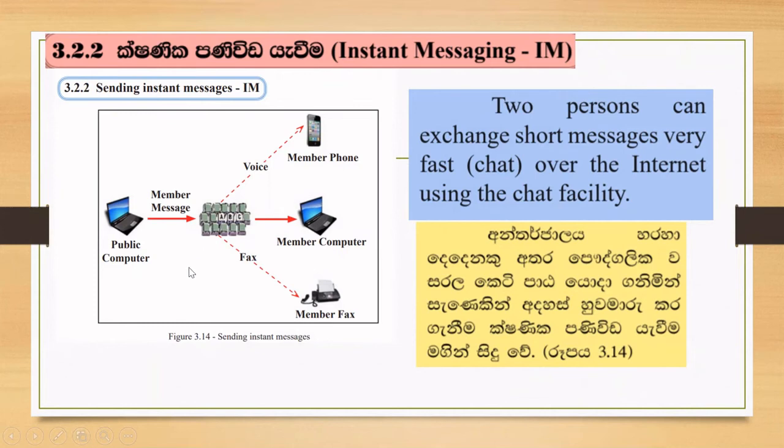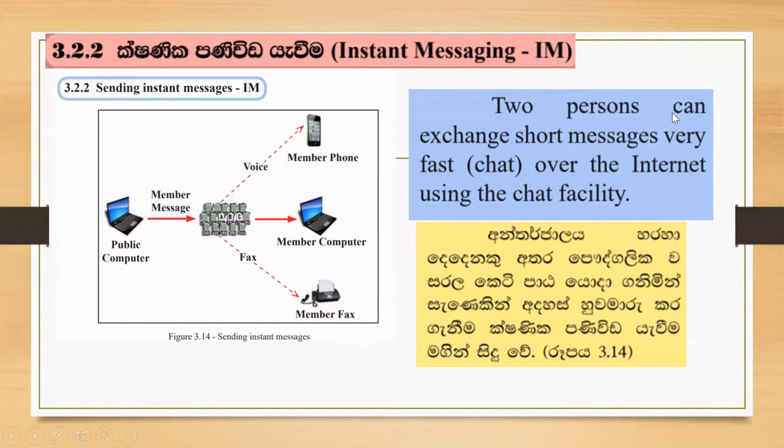You know about chatting, right? Two persons, so this definition is very important. Two persons can exchange short messages very fast over the internet using the chat facility. Two or more persons, I think it should be two or more persons, because you know some groups are also there.